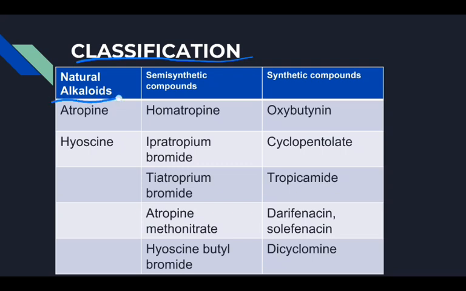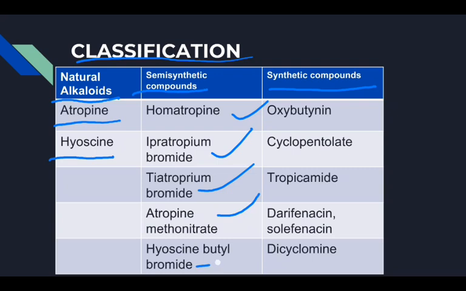Coming to the classification, anticholinergic drugs are divided into three classes. First one is natural alkaloids, second one is semi-synthetic compounds, and third is synthetic compounds. Natural alkaloids are atropine and hyoscine. Hyoscine is also called scopolamine. Semi-synthetic compounds are homatropine, ipratropium bromide, tiotropium bromide, atropine methonitrate, and hyoscine butyl bromide. And synthetic compounds are oxybutynin, cyclopentolate, tropicamide, darifenacin, solifenacin, and dicyclomine.